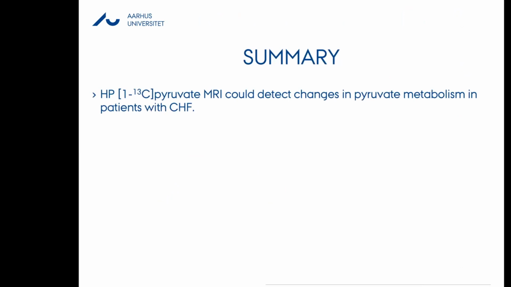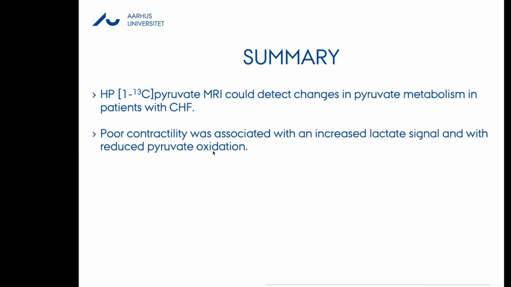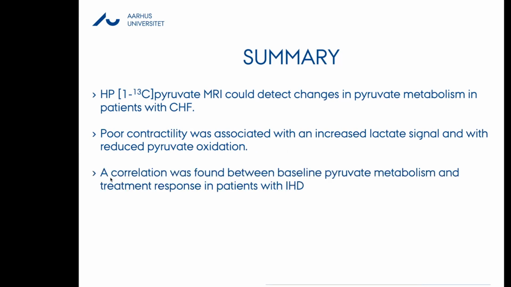So in summary, we can actually detect these changes in pyruvate metabolism in the chronic heart failure patients, and the poor contractility is associated with an increased signal in the lactate pool and a reduction in the pyruvate oxidation. So we're seeing this shift in metabolism. So the outcome is totally related to what we would call Pasteur hypoxia. And so this correlation is something where we can use to predict the outcome of a patient a year in advance, and no other technology has that ability. So I think we have quite high hopes that this technology can be used for some good in this patient population.